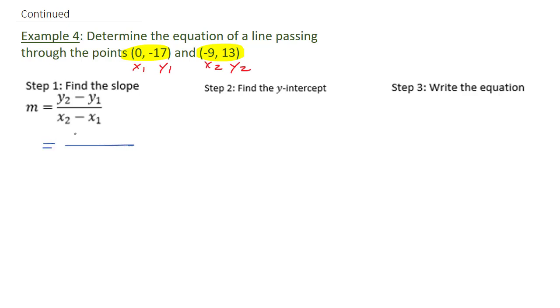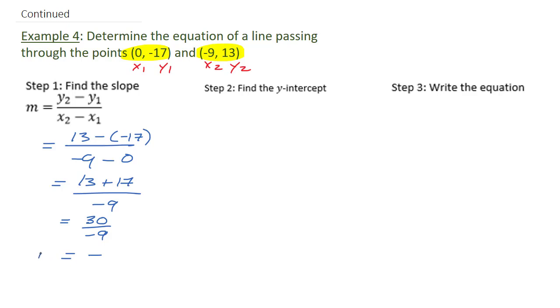So here we go. 13 minus -17, double negative, and -9 minus 0. All right, so 13 plus 17 over -9 minus 0 is -9. So I've got 13 plus 17. What's that going to be? 30 over -9, and we can reduce this.